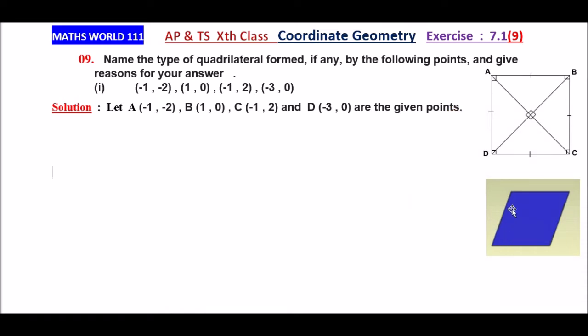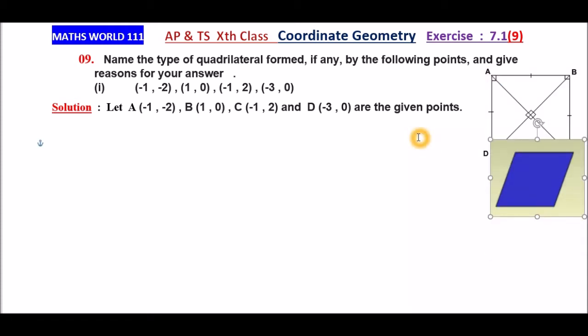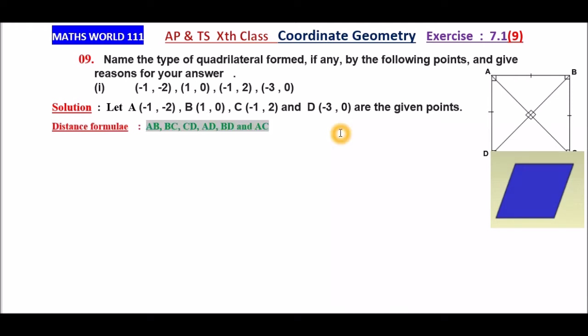In case of parallelogram, the opposite sides are equal. AB is equal to CD and BC is equal to AD. Opposite sides are equal. And the diagonals AC and BD are not equal. This is the condition. So using these given points A, B, C, D, first find out AB, BC, CD, AD, and the diagonals also AC and BD and compare. So using the distance formula, we have to find first AB, BC, CD, AD, BD and AC.